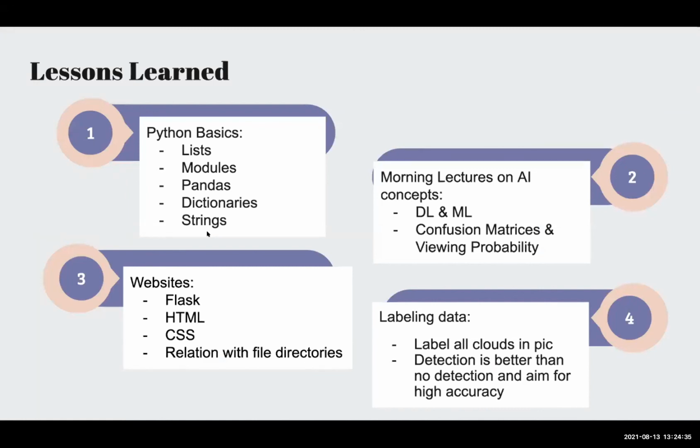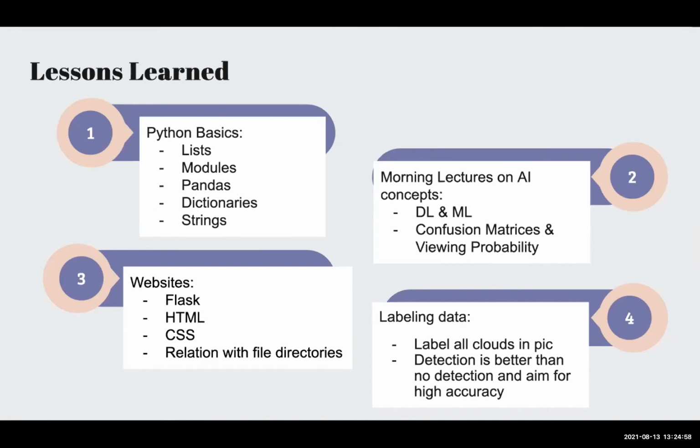During our course, there were many new concepts that we were taught. Our instructor led us through the basics of Python, for example, lists, modules, pandas, scripting, and strings. In addition, there were also many mornings where we had lectures relating to AI concepts, covering topics such as deep learning and machine learning, and being taught how to view the performance of our AI model through a confusion matrix by means of percentages and learning about probability.